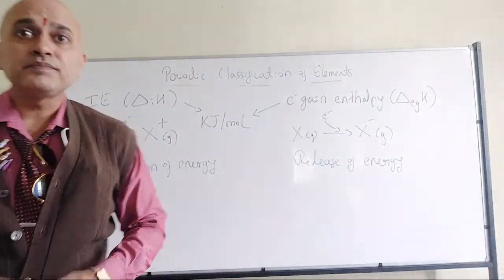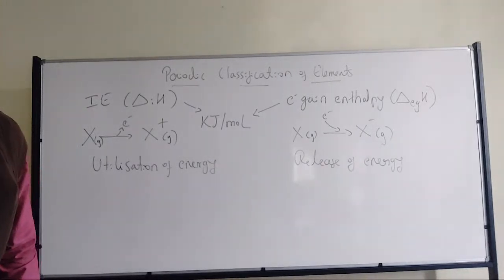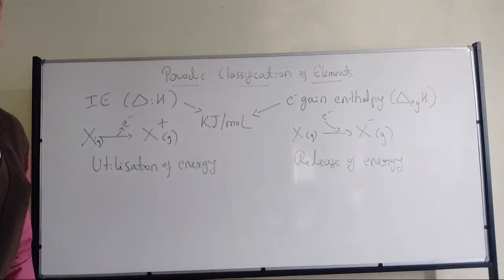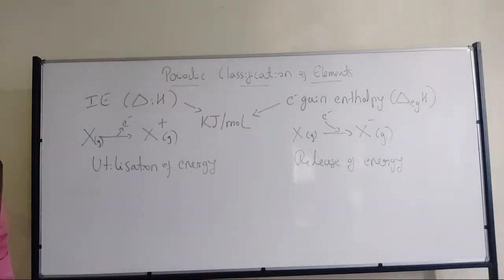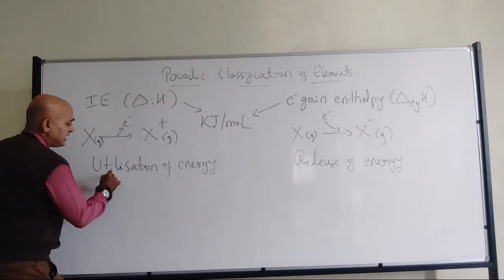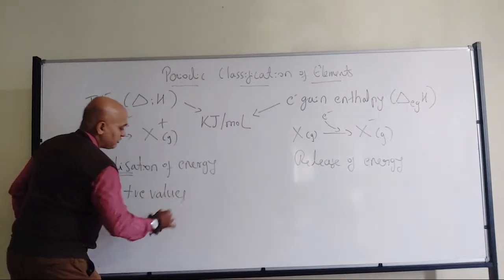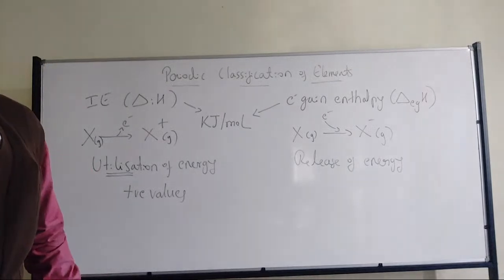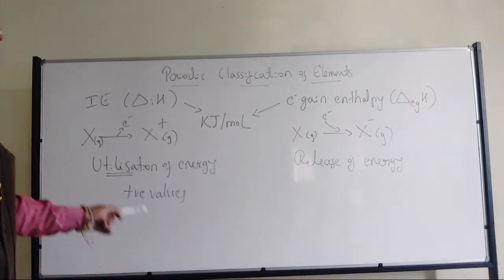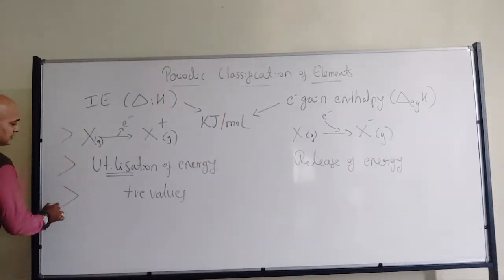All of you got my point? So in one case there will be utilization of energy, in another case there will be release of energy. In ionization enthalpy there will be utilization of energy. Since there is a utilization of energy, it will have positive values. The value might be different, but it will be a positive value.